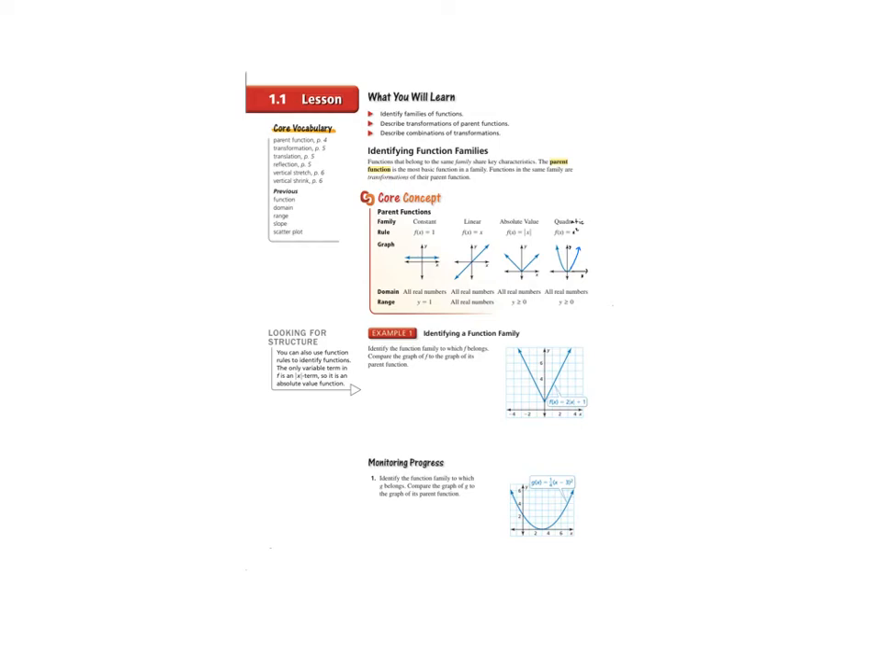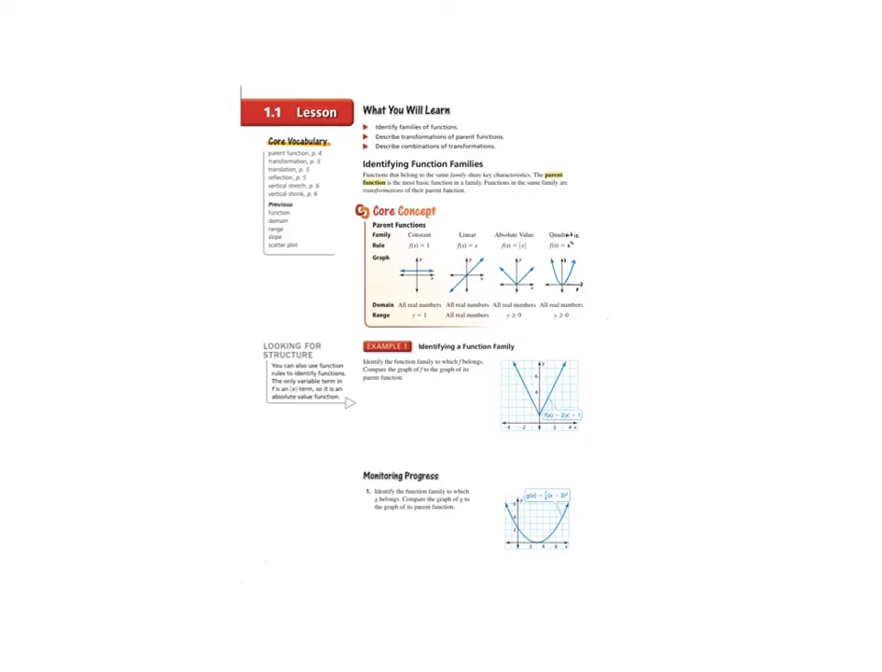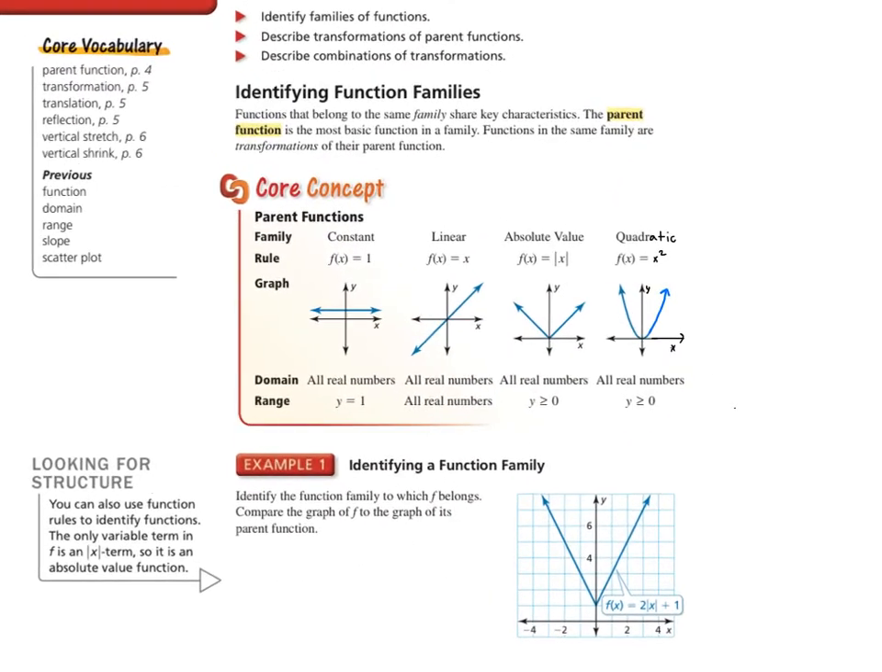Okay, 1.1 deals with families of functions, describing transformations of parent functions and describing combinations of transformations. Functions that belong to the same family share key characteristics. The parent function is the most basic function in a family, and functions in the same family are transformations of their parent function.